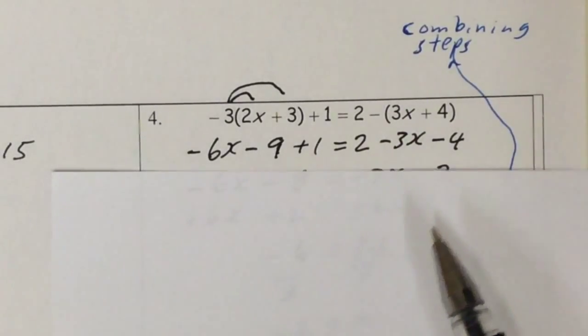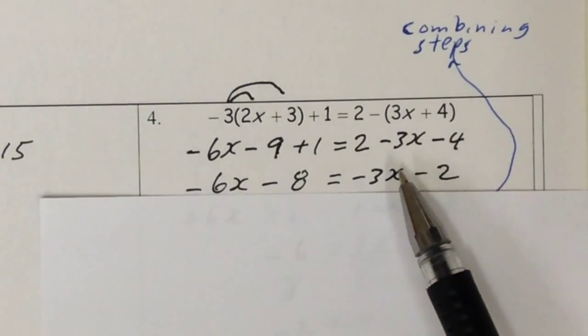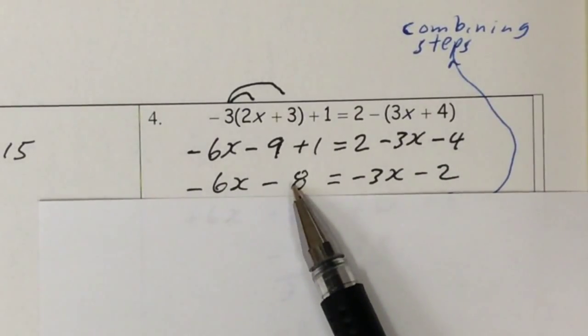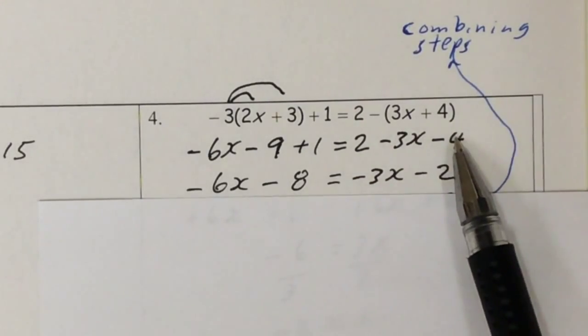Now you're going to collect like terms in each one, simplify it. Negative 9 plus 1 is negative 8. 2 minus 4 is negative 2.